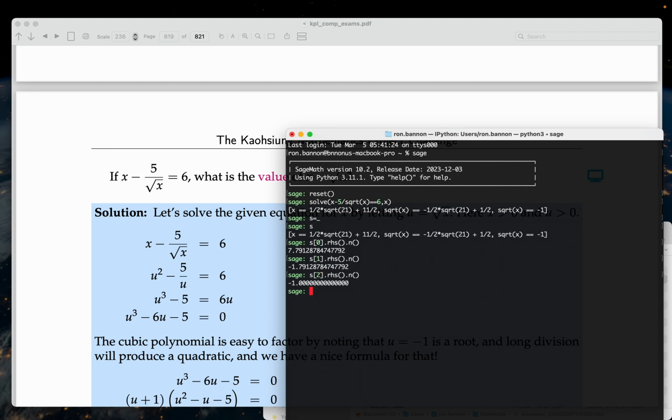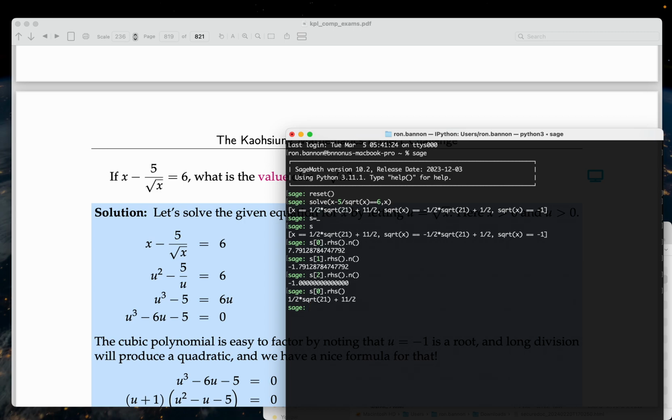Now I want to remind you that looking at the original problem, by the way, that x has got to be a positive number. So the only solution for me would be S0, all right? So I'm going to say the solution for me is S0. That's the only solution for me. I don't want to do numerical approximation. I want to just say that's what that is over there, all right?